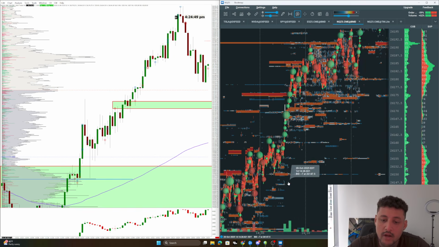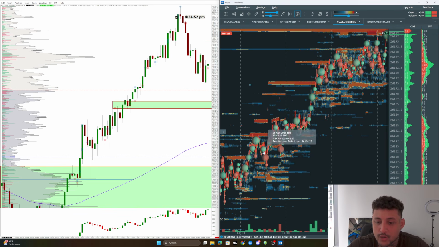The whole thesis of this was we're seeing all of this trapped selling at this high of day, and the market kept getting supported by bids. And that was the confirmation that I needed from the order flow for me to take that entry long. So simple as that. I wanted to give you guys a quick breakdown.